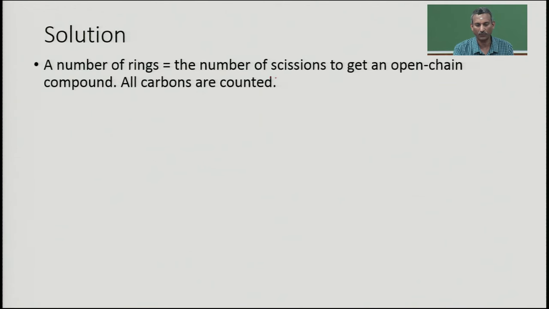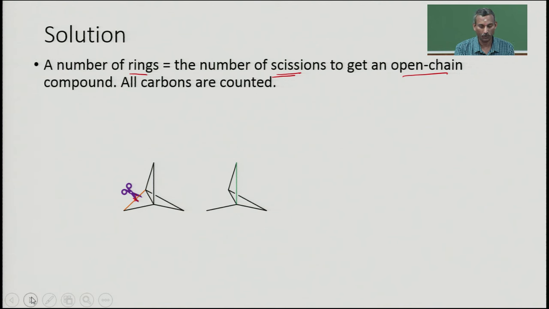As previously we have seen, we have to identify the number of rings basically based on the number of scissions, or how many times we cut the molecule to get an open chain system, and here we have to count all the carbon atoms. So, we first break this particular bond, and you have to make sure you should not lose any carbons while you are breaking the bond. Otherwise we will be having a smaller number of carbon atoms. So, make sure when you break or remove that bond, you take only one bond at a time.